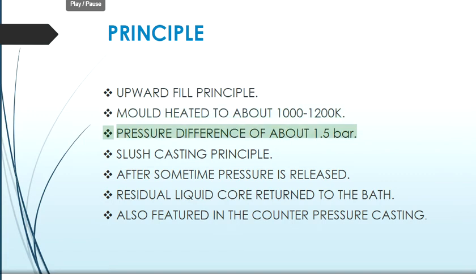Principle: the upward fill principle. The mold is heated to about 1000 to 1200 K, with a pressure difference of about 1.5 bar, following the slush casting principle. After some time, the pressure is released and the residual liquid core is returned to the bath. This is also featured in counter pressure casting.